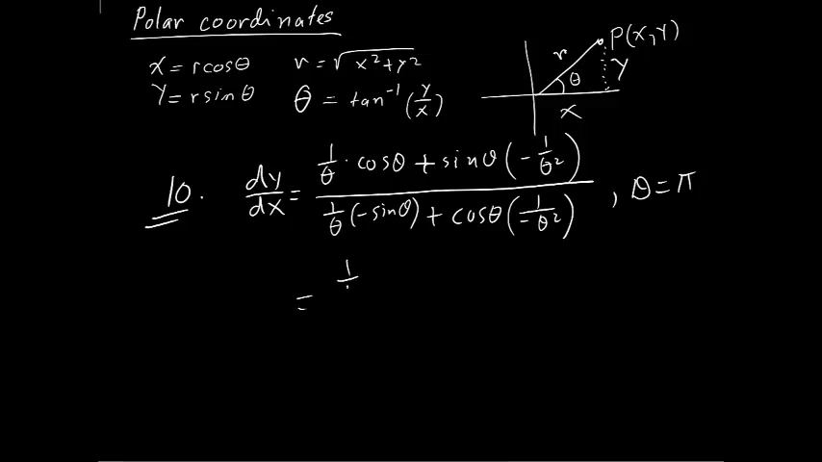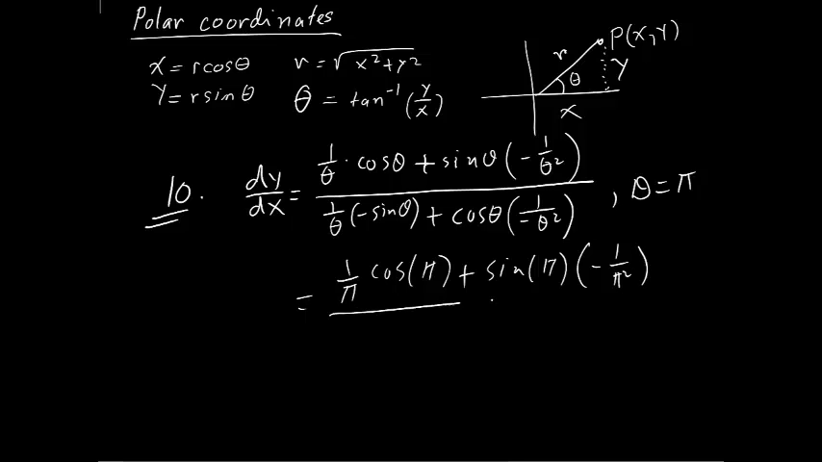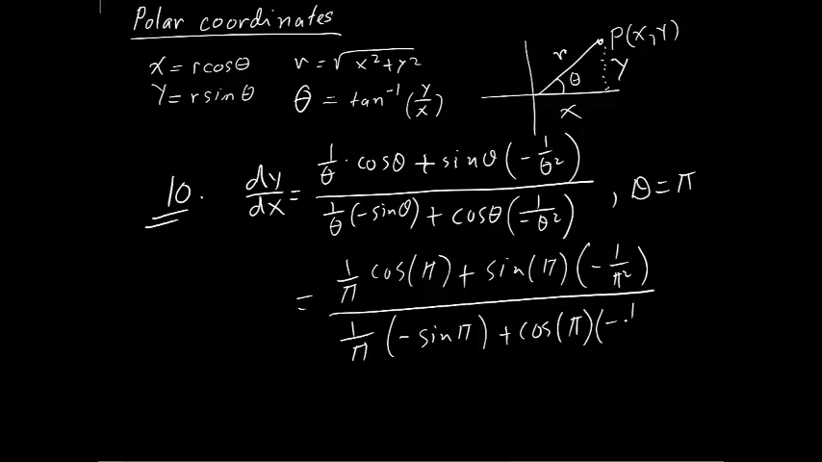So it will be 1 over pi times cosine pi, plus sine pi times negative 1 over pi squared, divided by 1 over pi times negative sine pi, plus cosine pi times negative 1 over pi squared. Now you know that sine pi is 0, isn't it? So that term goes away. This term goes to 0 because sine pi is 0.